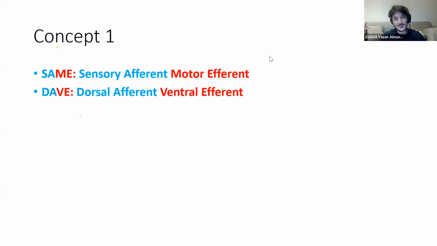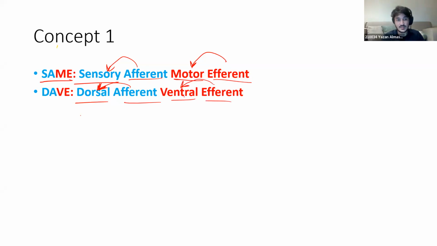The easiest way to remember what's sensory, what's afferent, what's efferent, what's ventral, what's dorsal is this mnemonic. It's called SAME DAVE, okay? SAME: sensory, afferent, and motor, efferent. So the afferent is basically sensory, and the efferent is motor. And DAVE: dorsal afferent, ventral efferent. So the dorsal part of the spinal cord is sensory or afferent, and the ventral part is motor or efferent. Does that make sense? It's an easy mnemonic to remember which one is dorsal and which one is for which.